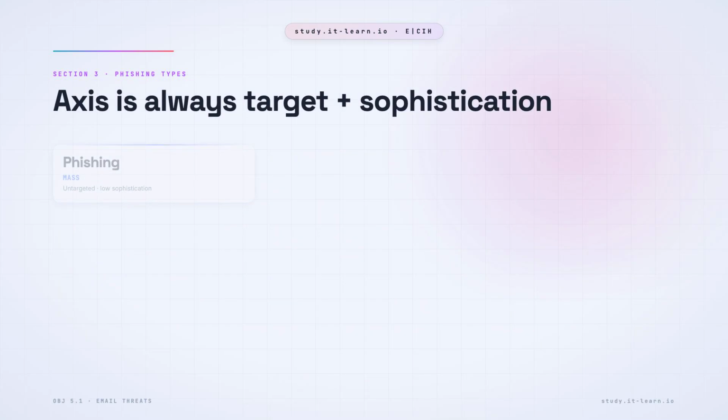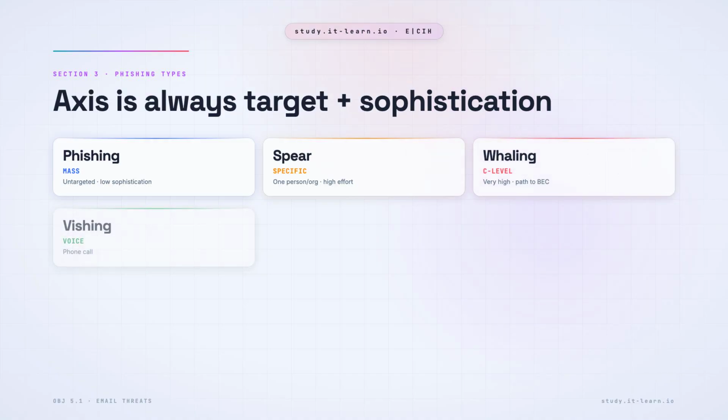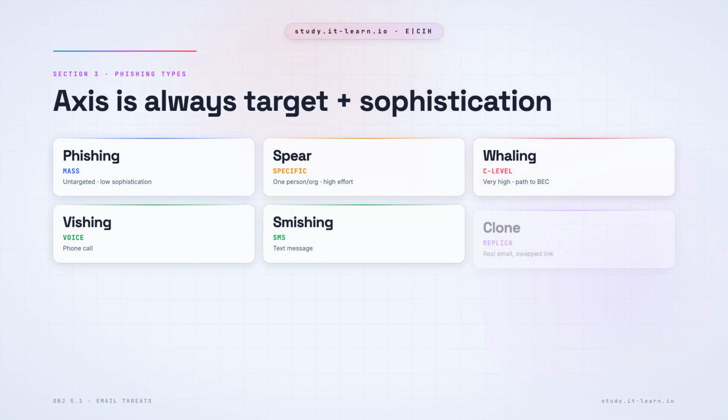Know your phishing types, because the exam makes you name them. Plain phishing is mass and untargeted. Low sophistication, broad net. Spear phishing targets a specific person or org, high effort, tailored. Whaling goes after C-level executives, very high sophistication, the path to BEC. Vishing is voice, a phone call. Smishing is SMS text. Clone phishing replicates a legitimate email the victim already received, swapping the link or attachment for a malicious one. The distinguishing axis is always target plus sophistication, mass versus individual versus executive, low effort versus highly crafted. Match the description to the term, and you bank the point.